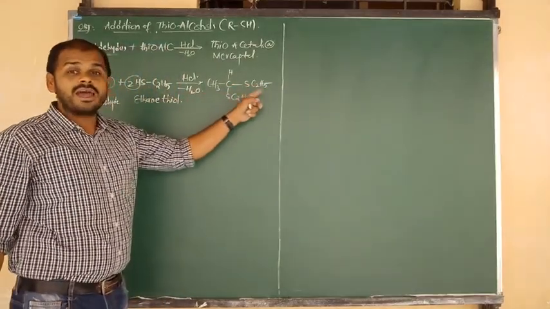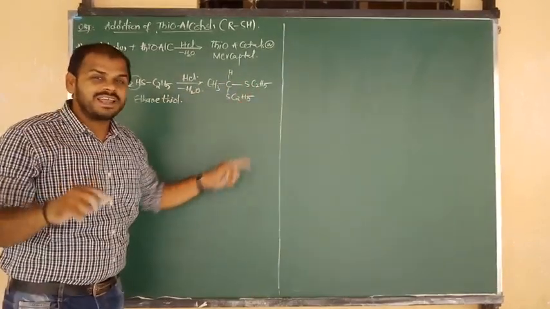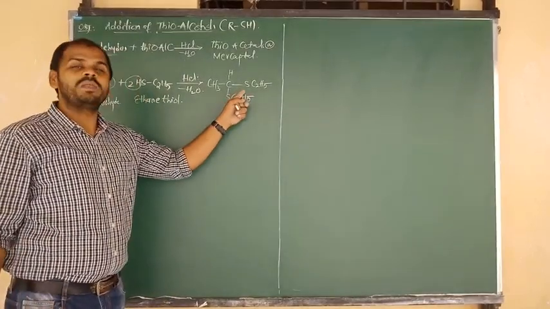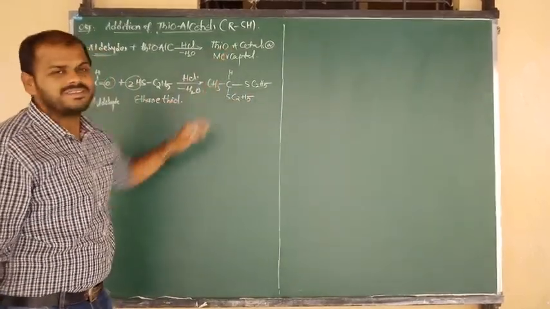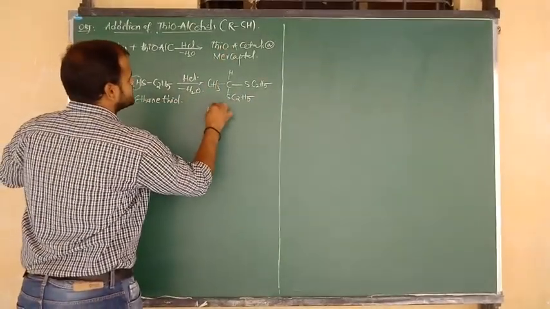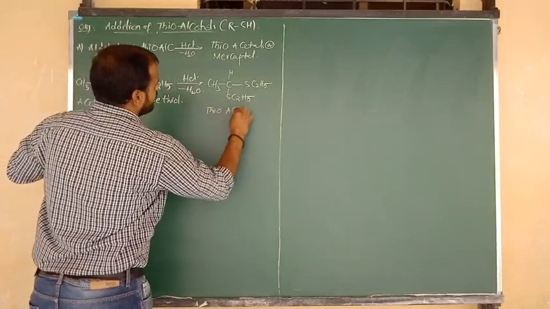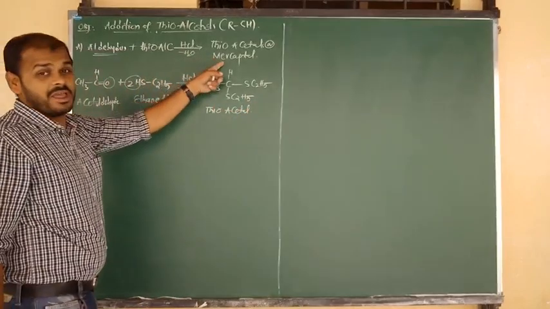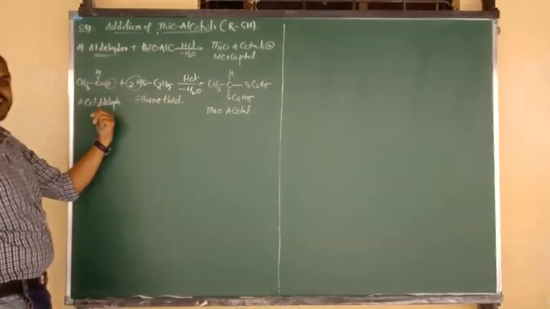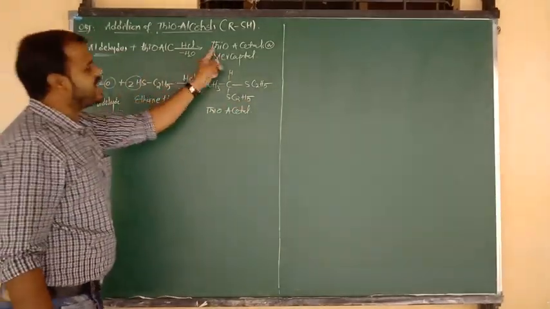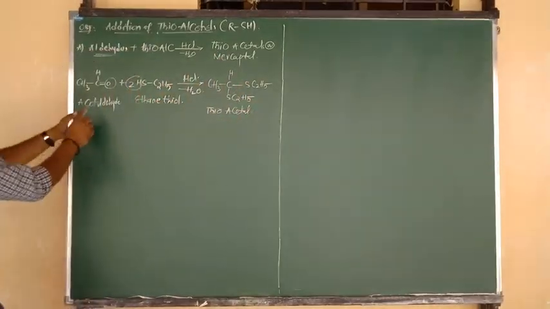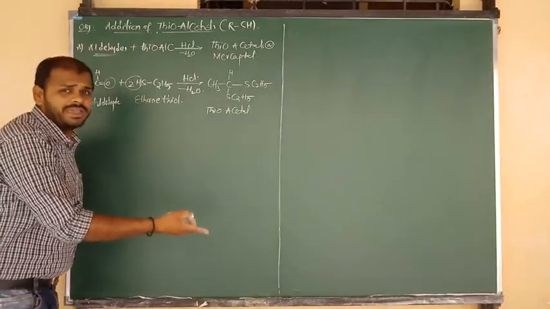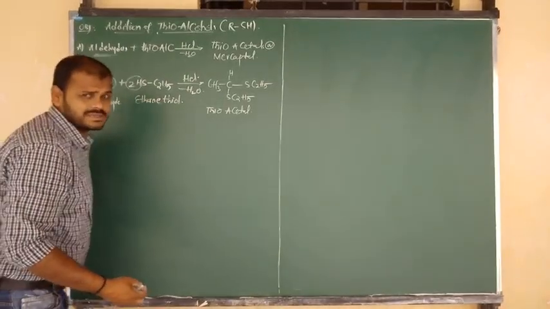OR and OR, alkoxy alkoxy, dialkoxy, that is called acetal. But here in the O place there is S, so we say this is thioacetal. Another name is mercaptan. But mercaptan coming from where? Acetaldehyde, so we can say acetaldehyde mercaptan. So acetaldehyde gives thioacetal and ketone gives thioketal. Like that we have to consider the products.